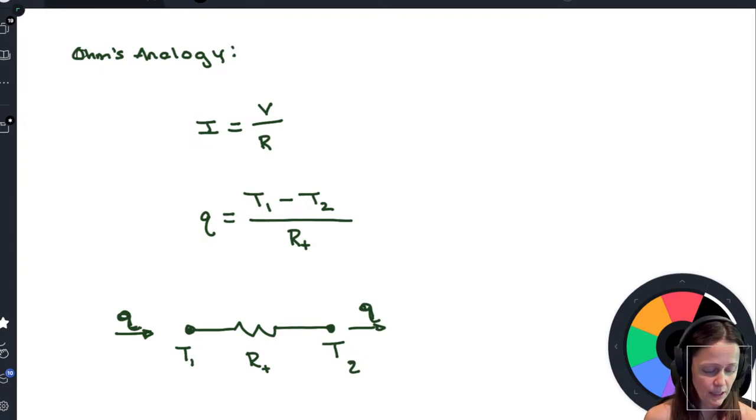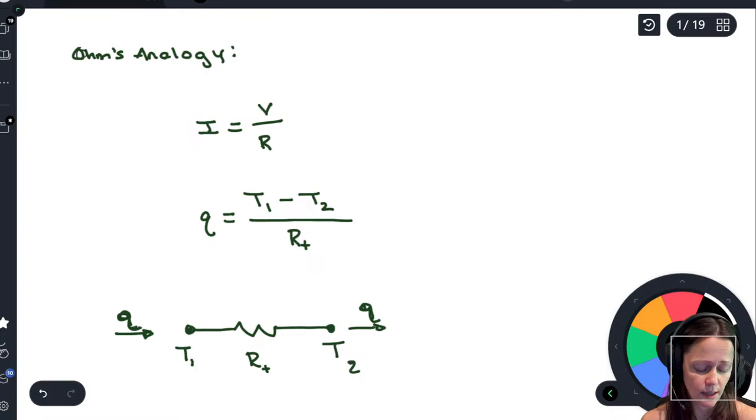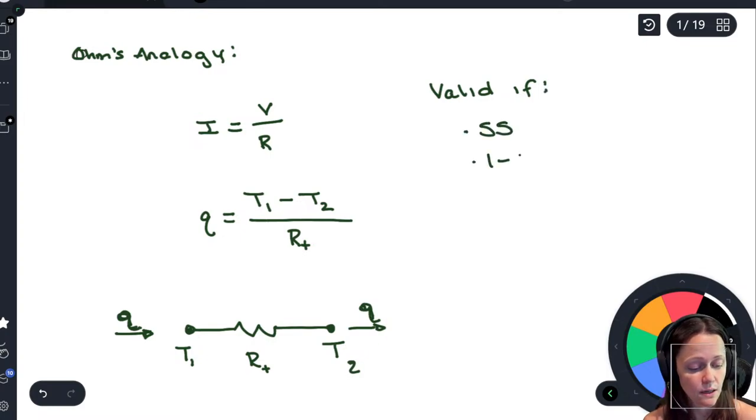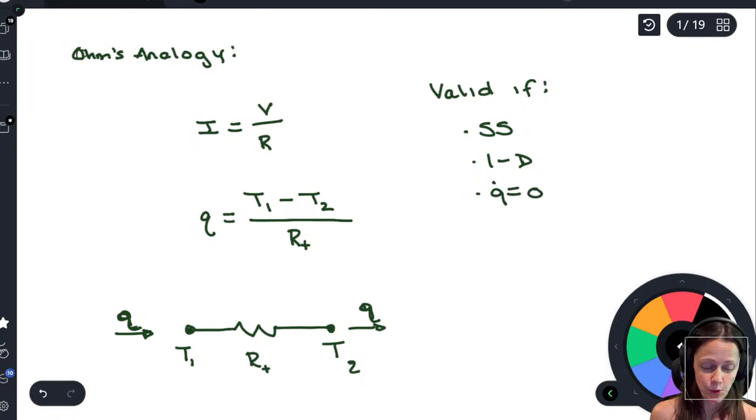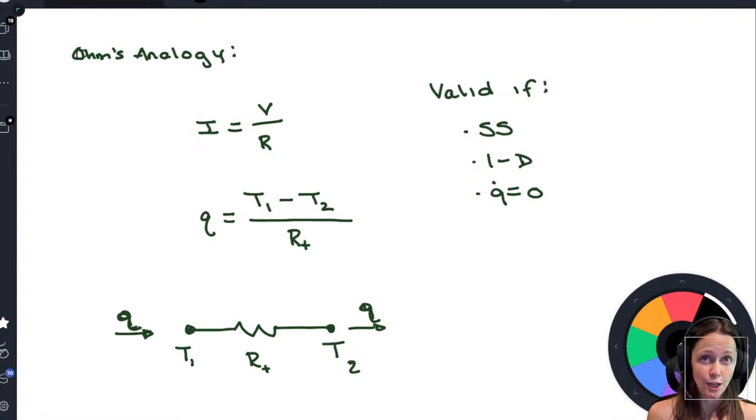Okay. So the deal with using Ohm's analogy is that it is only valid if we have steady state, one-dimensional heat transfer with no heat generation. So if one of those things is not true within your medium, you can't use Ohm's analogy within that medium.